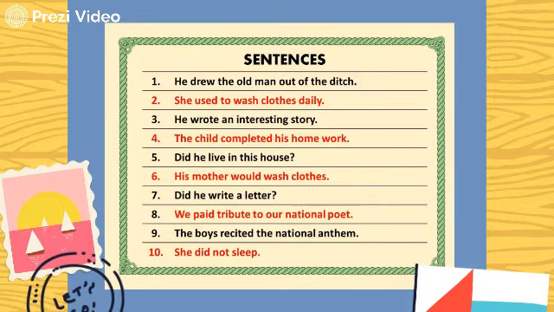Now, I'm not going to write the next one, only show you so you can see it. In number 10, we have: she did not sleep. It's a negative form. She did not sleep. Sleep is the verb and returns to the base form or the infinitive form. And didn't or did not is the use of the auxiliary verb.